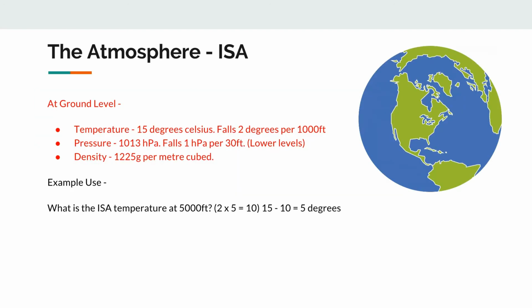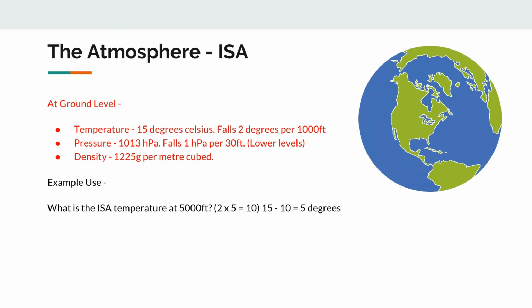So around the atmosphere you get this thing called the International Standard Atmosphere. This is what's considered to be the standard atmosphere. It's usually for comparison with actual data. At ground level we assume that the temperature is 15 degrees, the pressure is 1013, and the density of the air is 1.225 kilograms per cubic metre.